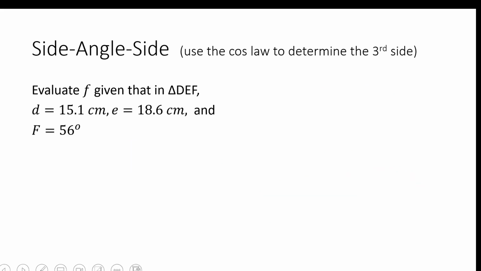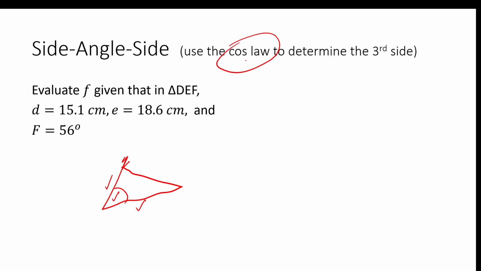So sometimes we're given a situation of side-angle-side. What that means is we have a triangle, and we know the values of a couple of the side lengths, and we also know the value of the angle in between those side lengths. When that's the case, we're going to use the cosine law to determine the third side.